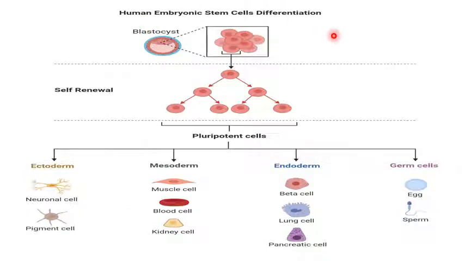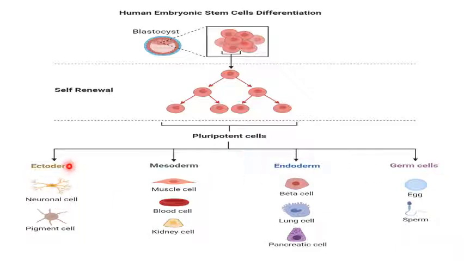How do they differentiate? This is an embryo where the cells inside the embryo are dividing, where this is a blastocyst stage, and the inner cell mass undergoes division and forms pluripotent cells. Pluripotent means they have the capacity to form any of the different types of cells. Here they form different layers like ectoderm, mesoderm, endoderm, and germ cells.